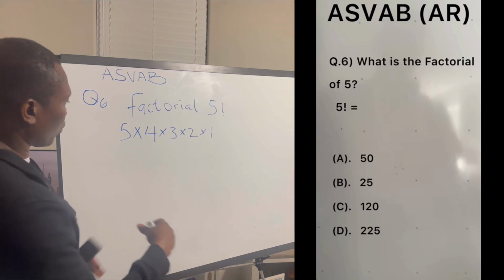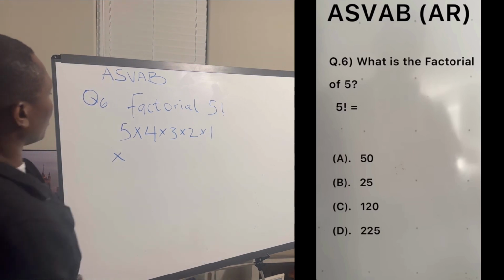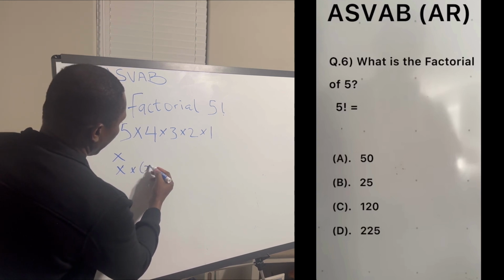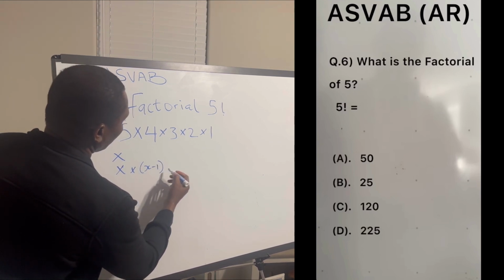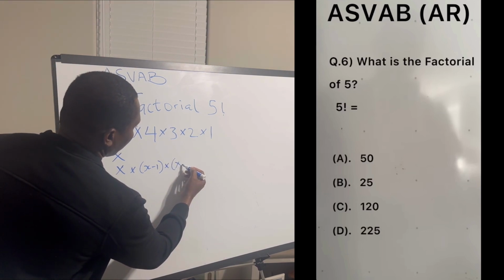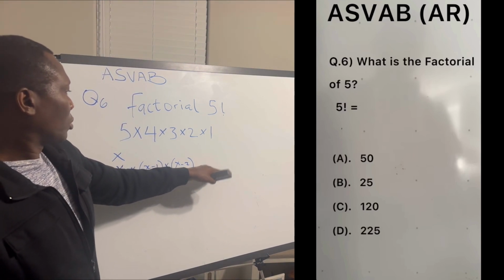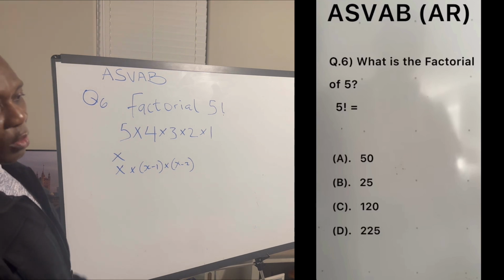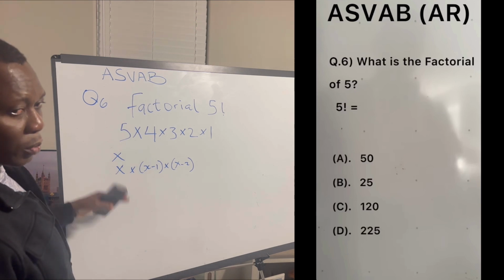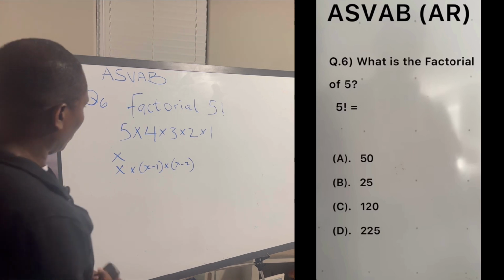You multiply. So the rule is for factorial of a number x, you do x multiplied by x minus 1, multiplied by x minus 2, like that, all the way downwards. You multiply all the way downward until you get to a 1, if the number is more than 1. So you multiply the number downwards by the lower numbers. Does that make sense?